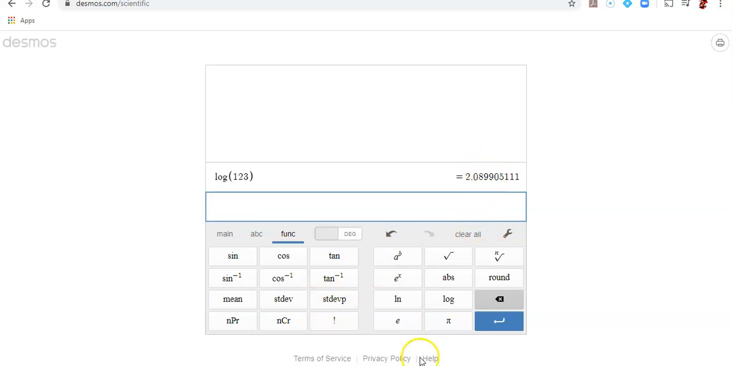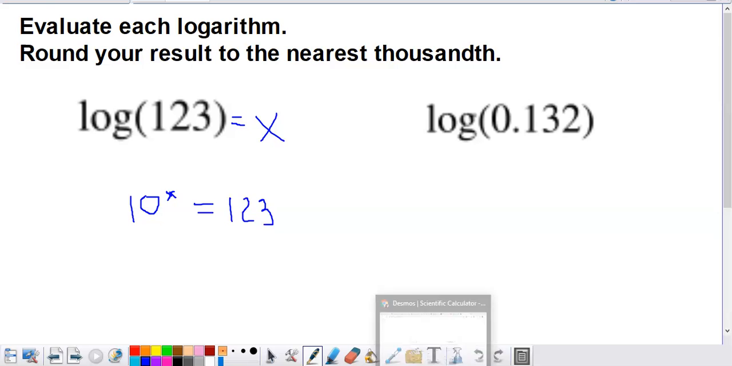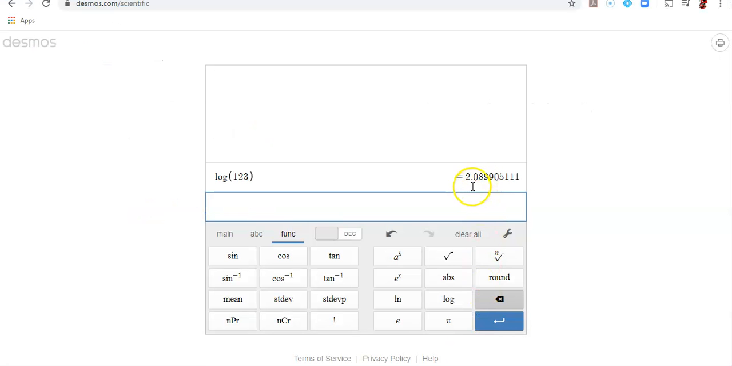So we can round that, what did it say, round to the nearest thousandth. So we can round this answer off to 2.0899. I guess it's going to get rounded to 2.090 if I was rounding to that degree of accuracy.